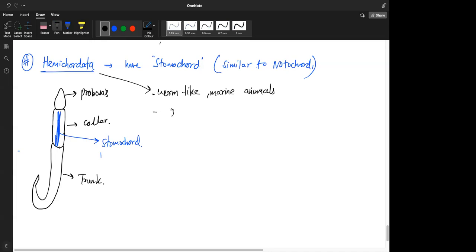And they have organ system level of organization. They are very advanced worms. Of course they are triploblastic because they are worms. So what will be the symmetry? Bilateral, yes, perfect. You just know it, right? So they are triploblastic with bilateral symmetry. They have a true coelom. All these things are clear because the body is cylindrical.